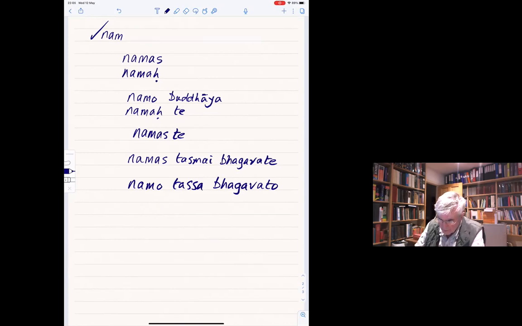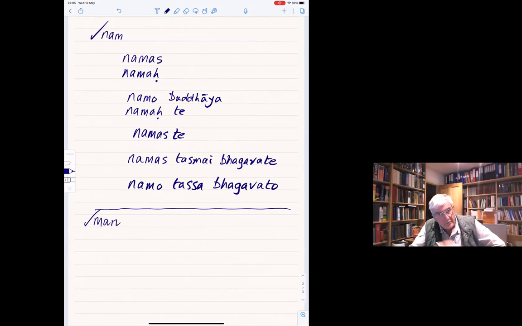Now, this rule will explain a number of other things as well. From the root man, basically meaning to think, it's the same root as our word mind. And it's no coincidence, by the way, that man and English man are the same, because the human being has the unique quality, we assume, of being able to think. So man means the thinker. And we have the word manas, meaning mind, which then, following the usual rules, written on its own in Sanskrit, would be manah.